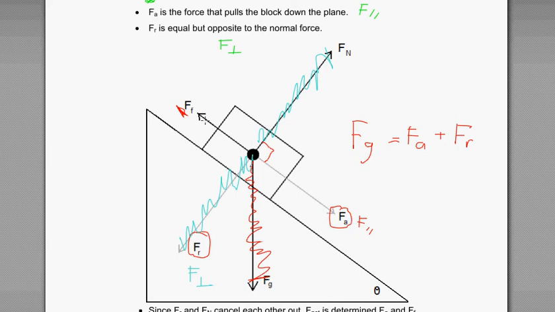Now, if they are equal, the block just sits there or slides at a constant velocity. If they're not equal, let's say this value is bigger, it's going to slide down and it's going to accelerate down. This value can never be bigger than that value. If it was, the block would slide up the ramp, and that's impossible. Friction acts in the opposite direction of motion.